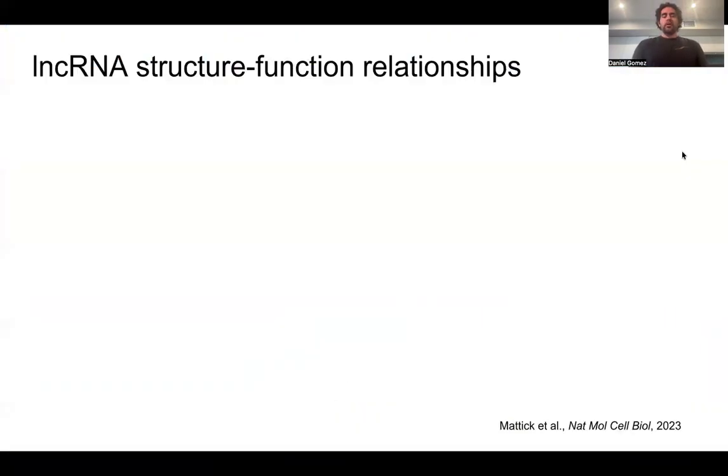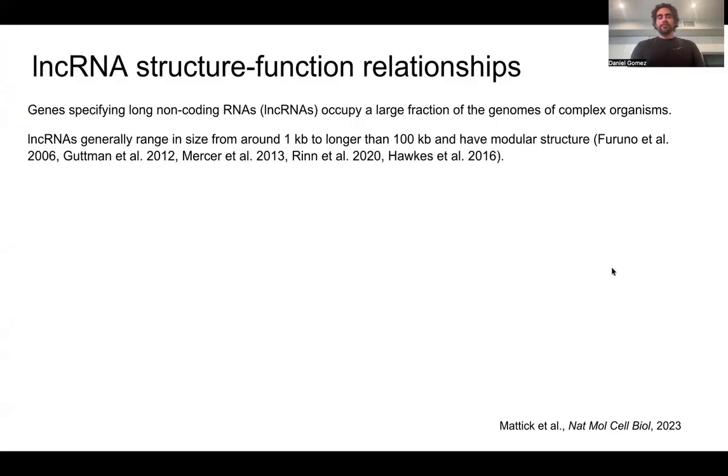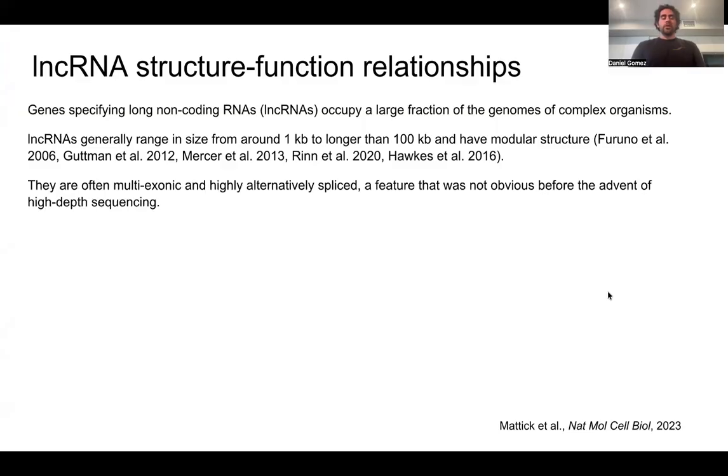So, long non-coding RNA structure-function relationships: genes that specify long non-coding RNAs occupy a large fraction of the genomes of complex organisms. LncRNAs generally range in size from around 1 kb to longer than 100 kb and have a modular structure. They're often multi-exonic and highly alternatively spliced, meaning they can have multiple exons spliced in different ways.